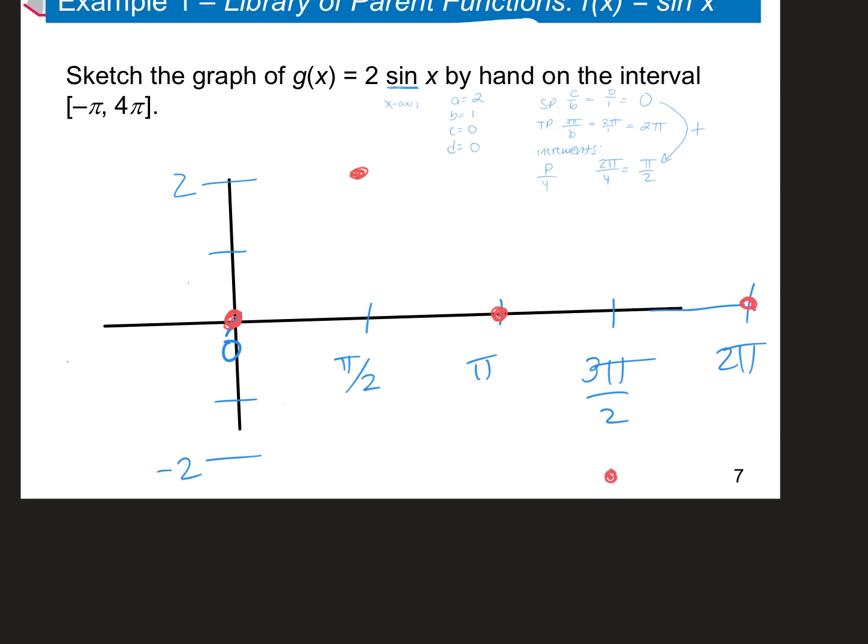If I asked you to do 5 cycles, what would you keep doing? Same thing. You go up to the amplitude, back to the x-axis, down to the amplitude, and back. And then here is your curve that you just created.